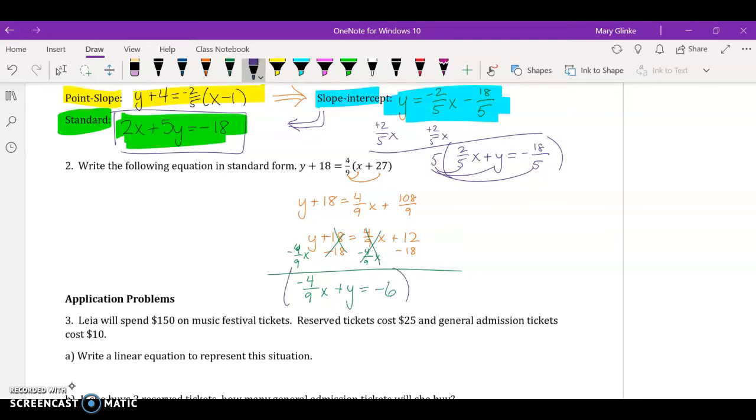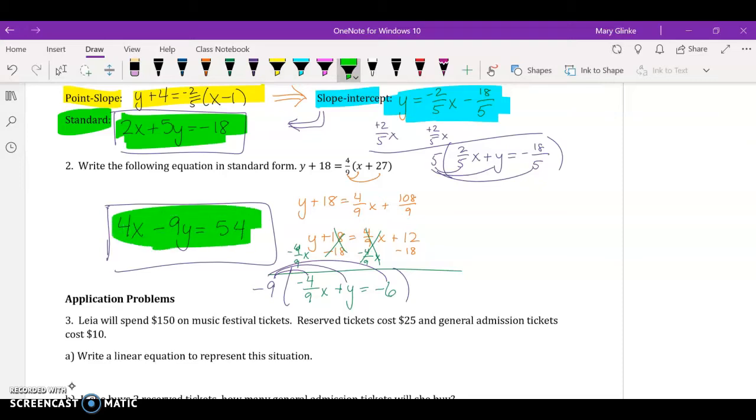So I have to get rid of the fraction, so I'm going to multiply by 9. But my a value is negative, so I'm actually going to multiply by negative 9. When I do that, my first term becomes 4x. Then I get minus 9y equals 54. And this then would be my answer in standard form. Whoopsies, let me try that again. This is my answer in standard form.